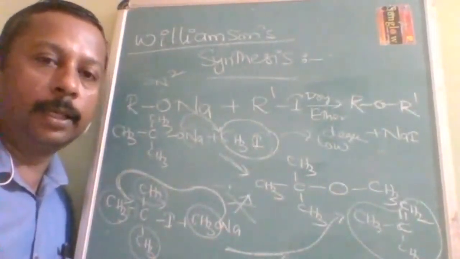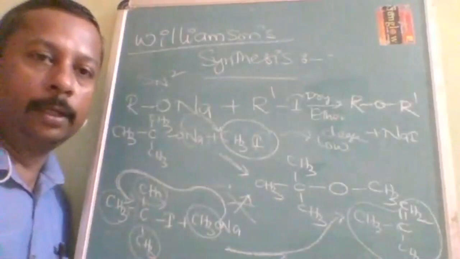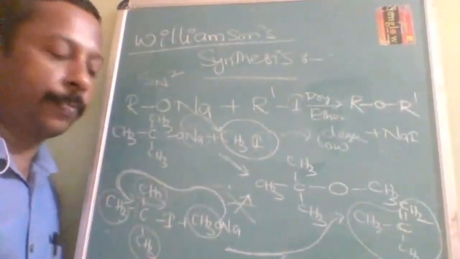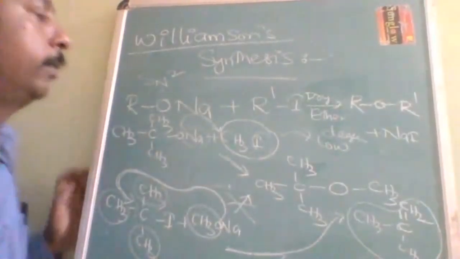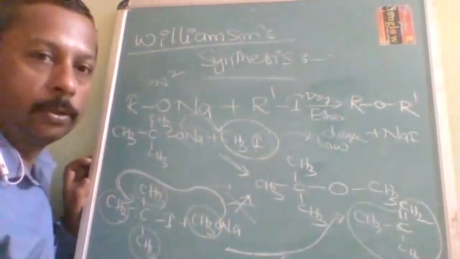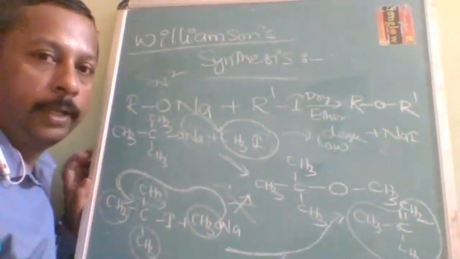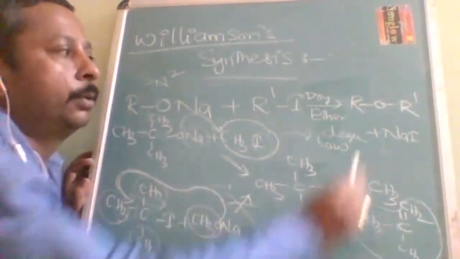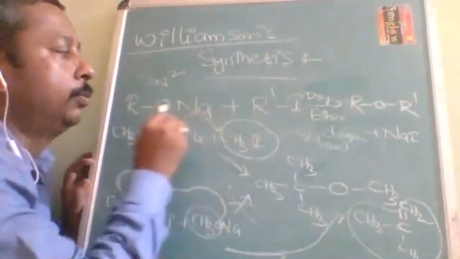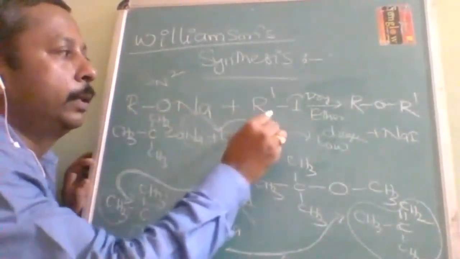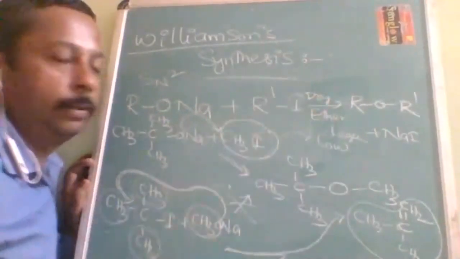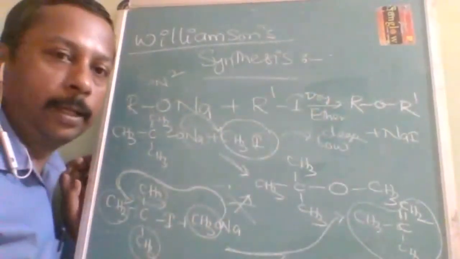The mechanism is very easy and you have already studied it in your haloalkane chapter. But for the betterment side, I will explain the mechanism also. Don't worry about that. Williamson synthesis is the preparation of ether by using sodium alkoxide with alkyl iodide in presence of dry ether. That is the naming reaction.